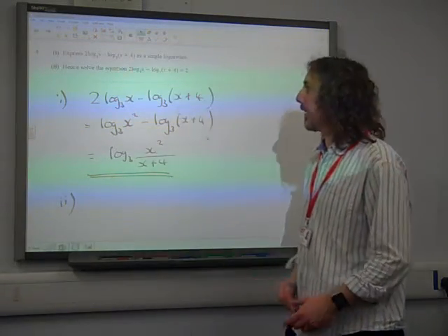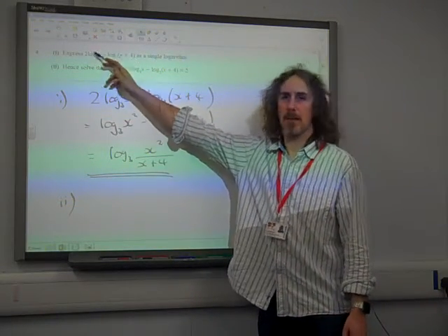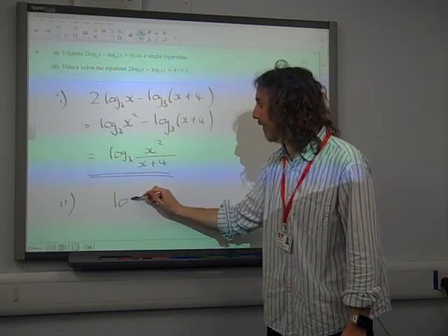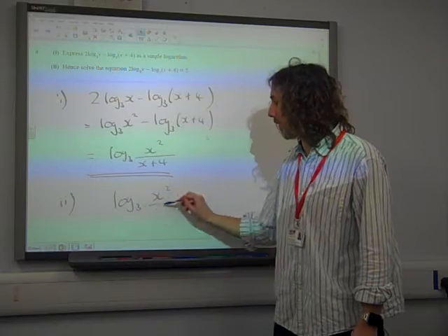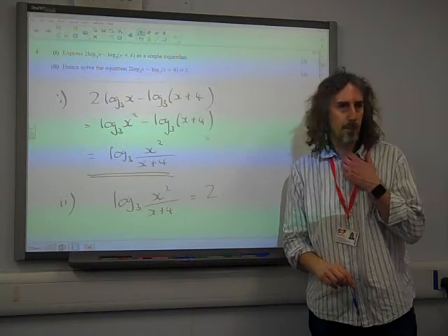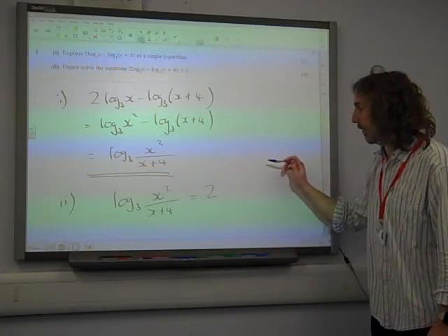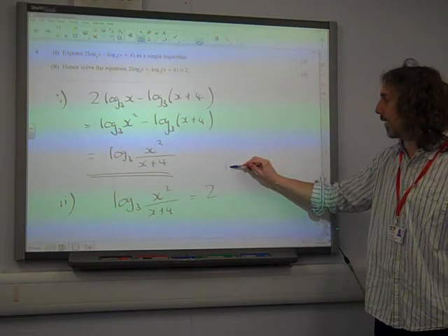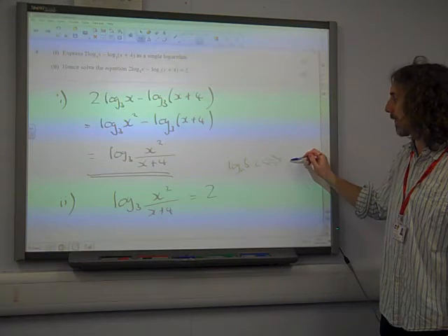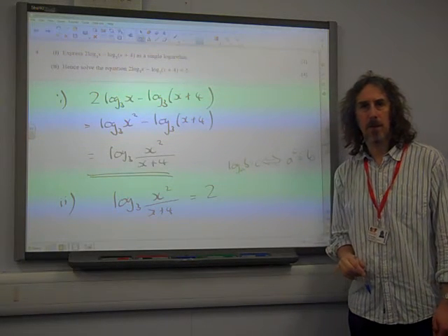Now we're into part 2. Hence solve the equation. The equation you see is the same left-hand side, but it's equal to 2. Remember, again, it's on your poster, the thing that says that log base a of b equals c means the same as a to the c equals b. Do you remember that rearrangement?